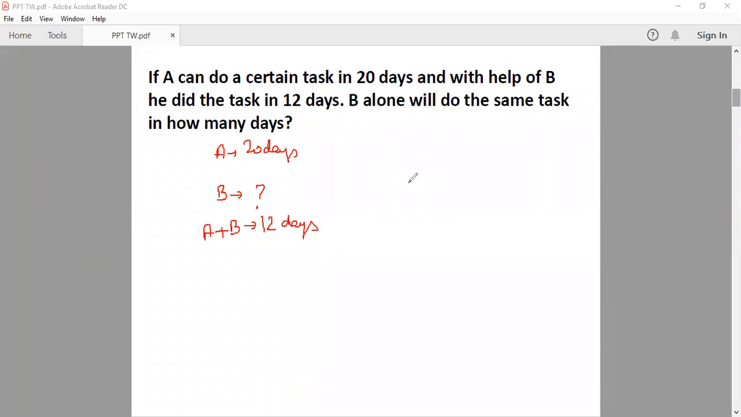Now this is given to you that A is completing a work in 20 days and A plus B together are doing the work in 12 days. In how many days alone will B complete the work? Again, first method I do: unitary method.